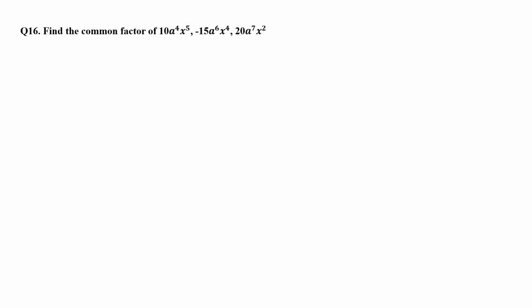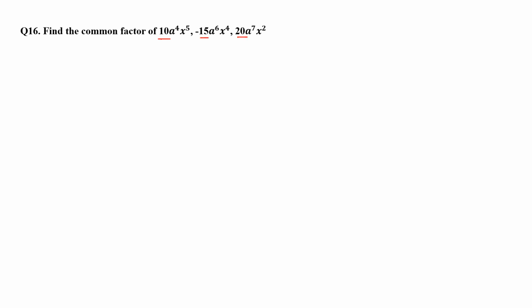Now question number 16. So question number 16 to question number 20 is 1 mark question, and here there is no option given. You have to solve these type of questions. So question 16 says that find the common factor of 10a to the power 4x to the power 5 minus 15a to the power 6x to the power 4 and 20a to the power 7x to the power 2. You have to find the common factor of these three terms. So first of all, if you see only the numerical factor, here is 10, 15 and 20.